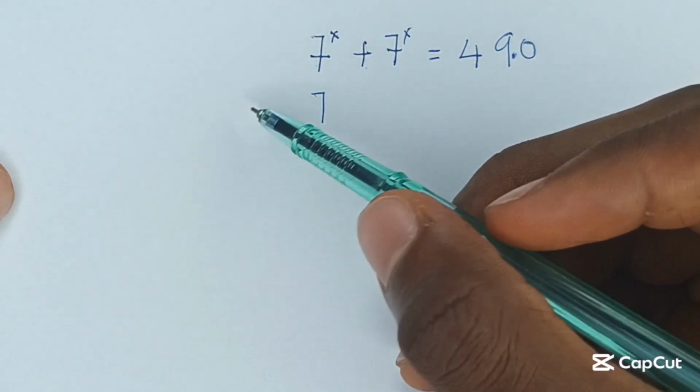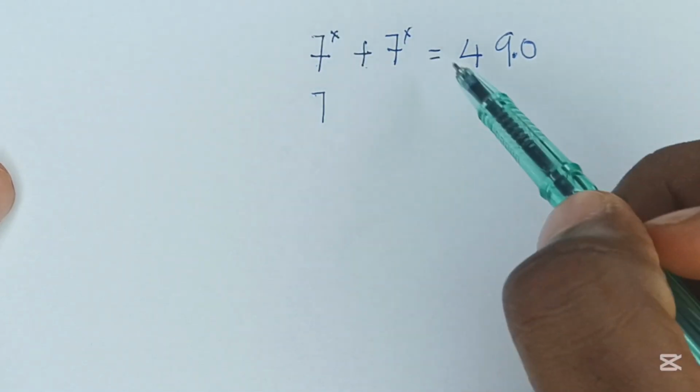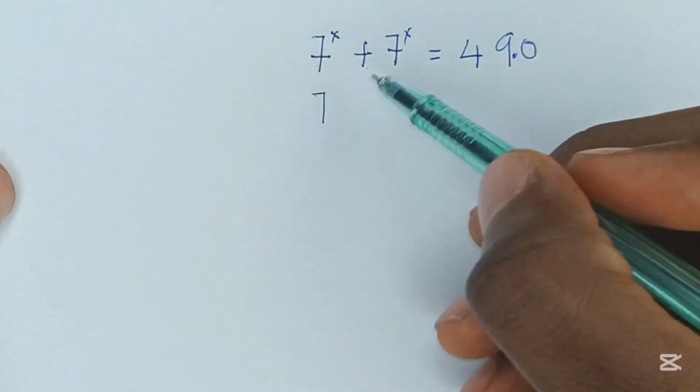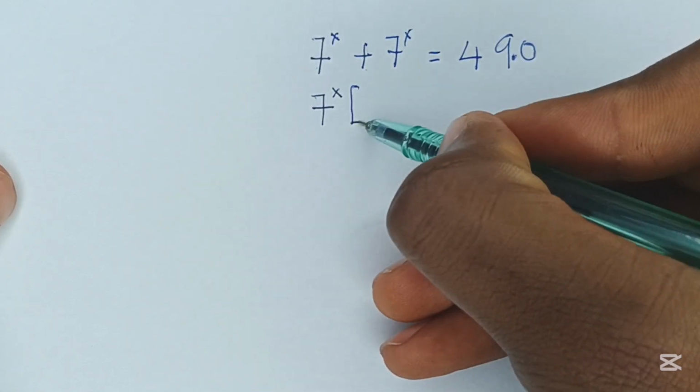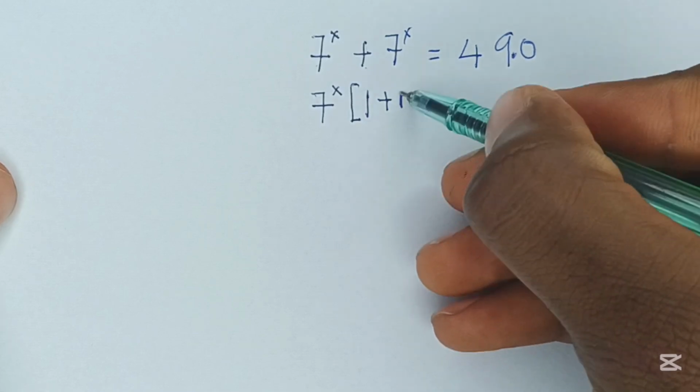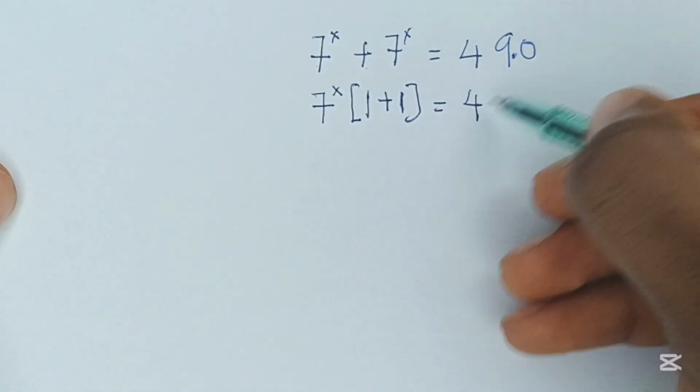Let's solve this together. It says 7 to the power of x plus 7 to the power of x is equal to 49. How do we solve this? First thing to do is to factorize 7 to the power of x. And then we have this into 1 plus 1 to be equal to 49.